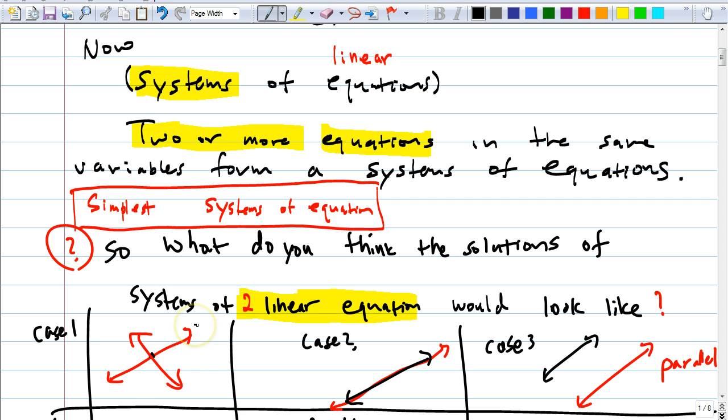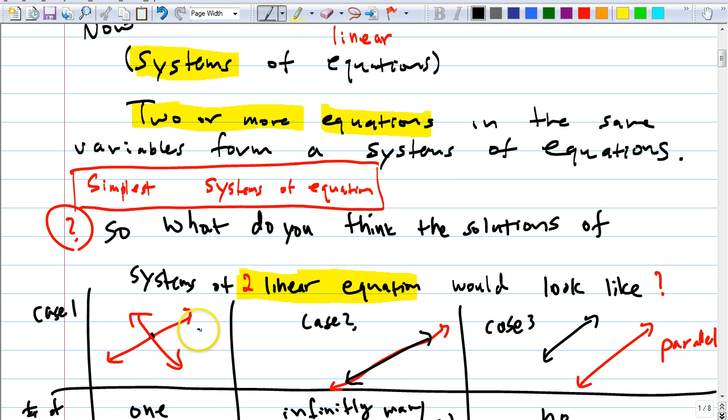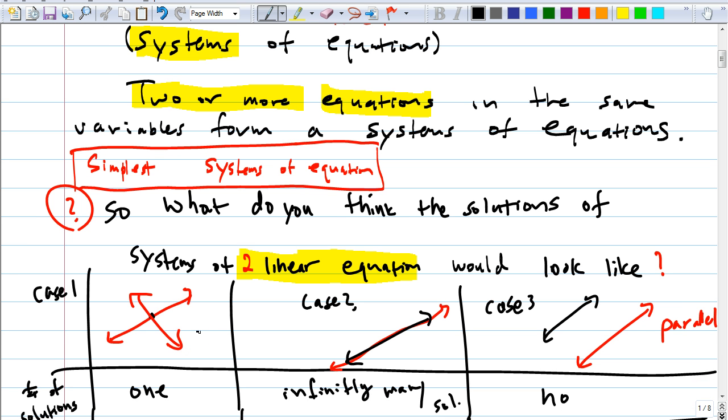So case 1, how many solutions do we have? 1. For case 3, how many solutions do we have? None. What about case 2? We have infinitely many. Now, what are these infinitely many solutions? Are they any points on the x and y axis? No. What are the solutions? Where are the solutions? Anybody?